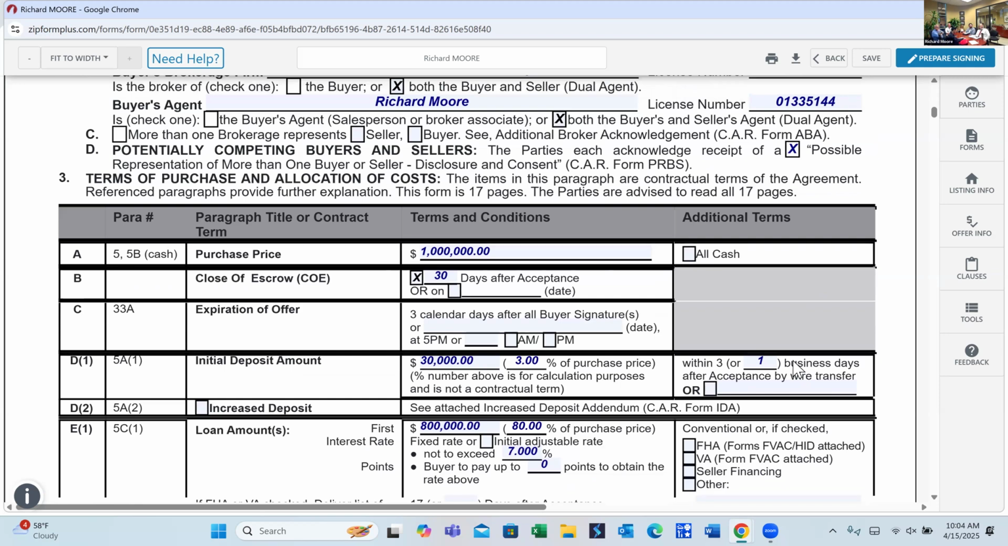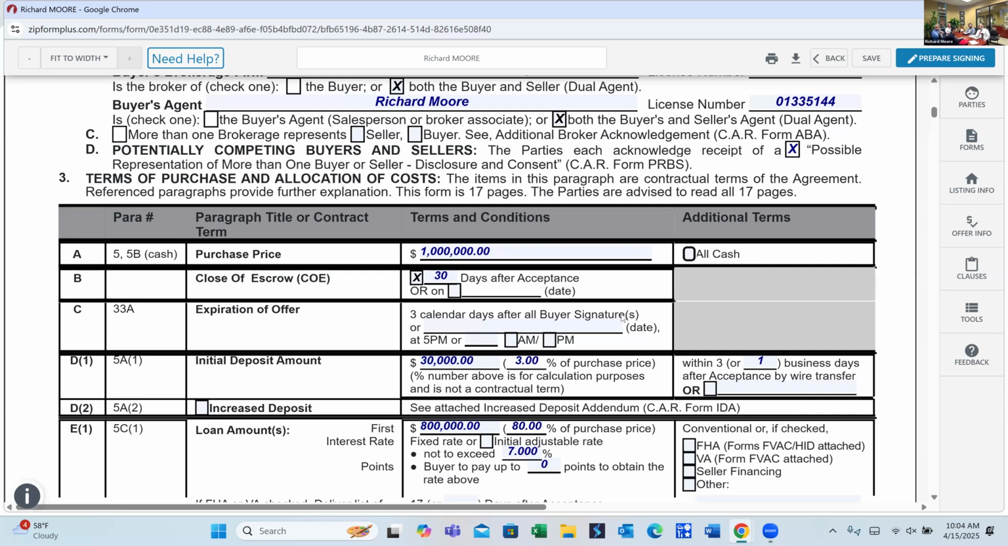So with the purchase contract, section 3A, simply the purchase price, putting in $1 million. Now, if we were to check all cash under additional terms, there is no loan contingency. You don't have to waive the loan contingency. It's deemed to be, if you look at the detail below us here, it already defines that as if there is no loan contingency. But we're going to remove that at this point in time. So we're saying it's not an all cash offer.